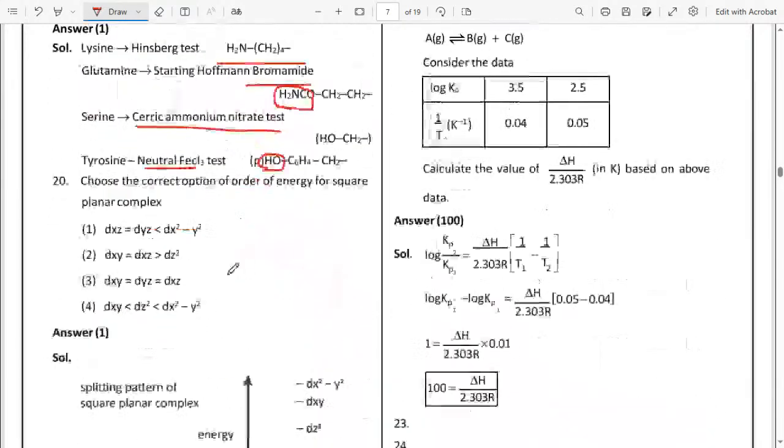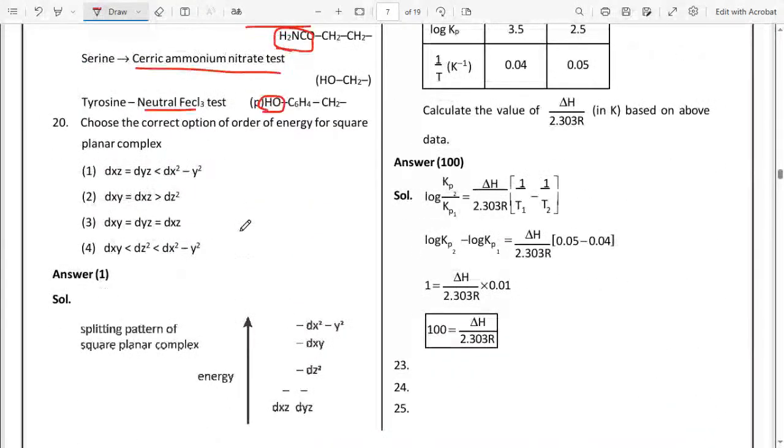Next, question number 20. Choose the correct option of order of energy for square planar complex. Option 1 is correct option, students.